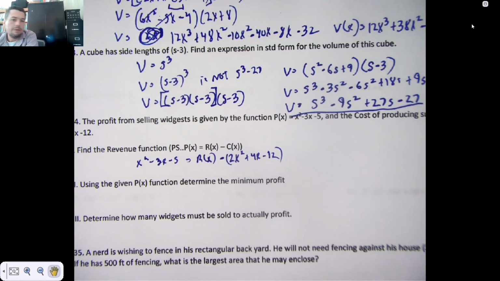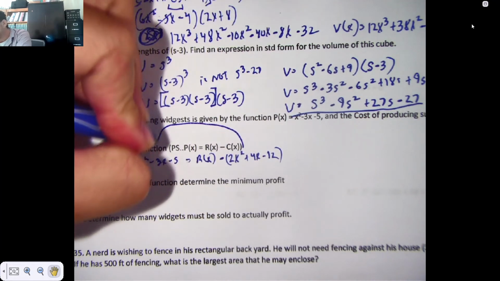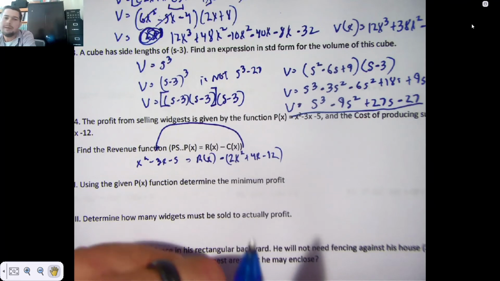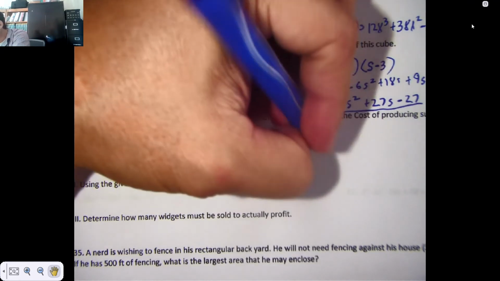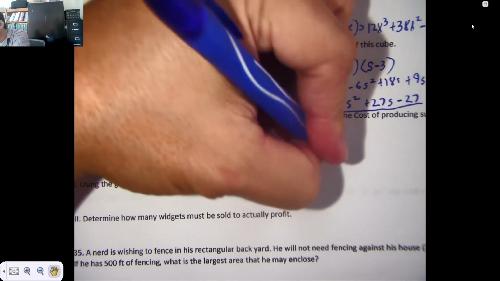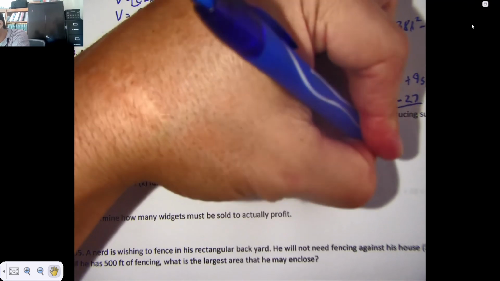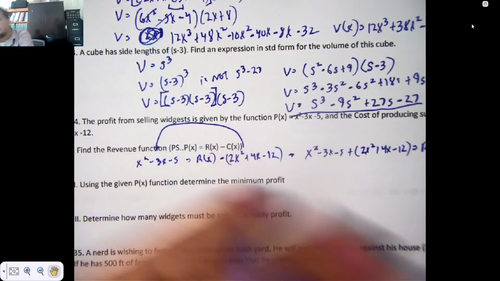It was 2 or more. It's the 9th commandment of mathematics. I'm just going to shift that over here. That's going to take that entire set of parentheses, which is negative, and make it positive, which is great. It really is. So here is going to be my revenue function.